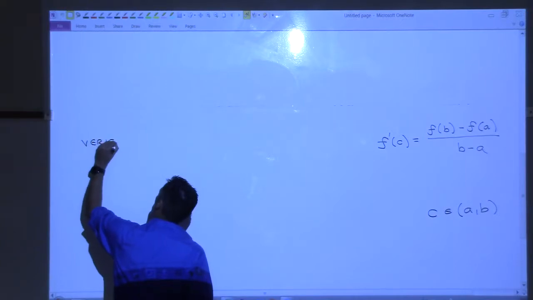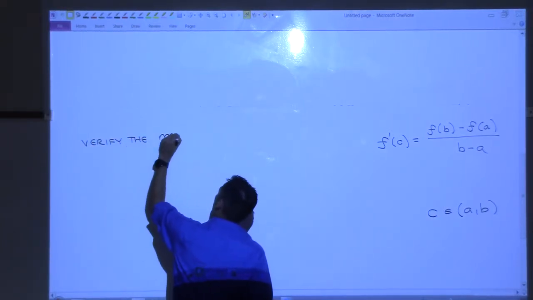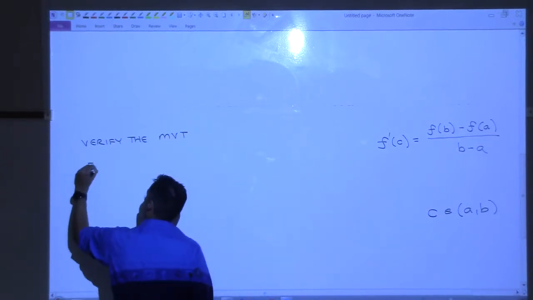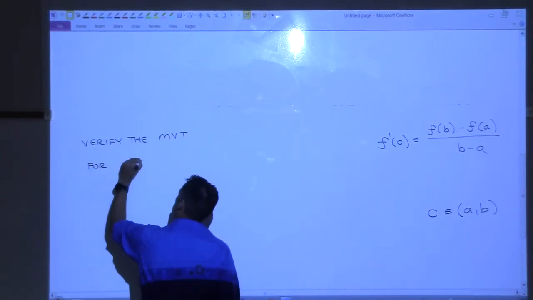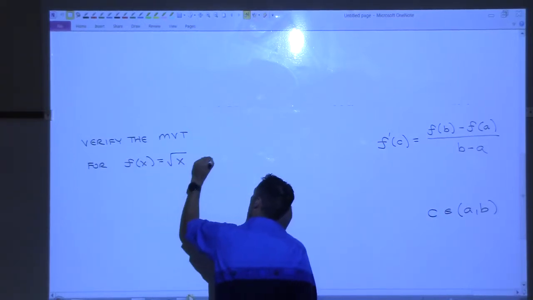Verify the mean value theorem for f of x equals, let's say, I'm going to give you a function, square root of x on the interval 0, 1.